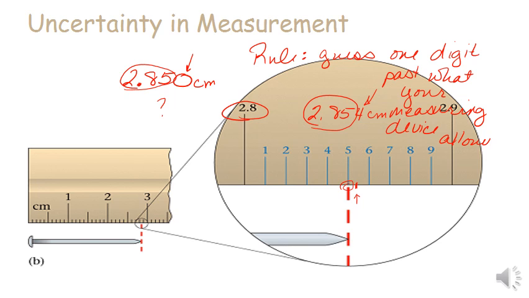For example, this measuring device measures clearly the ones place, the tens place, and the hundreds place, which is why I circled the 2.85. But the digit past that would be, we've got the ones place, the tenths place, the hundredths place. Definitely we have to guess the thousandths place.